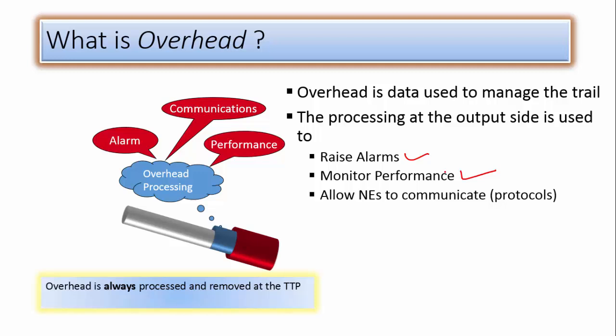And I should be able to allow communication between the network elements themselves when data is moved between network elements. So I need overhead for communication between the network elements. Please make a note of one thing very clearly: overhead is always processed and removed at TTP. If no TTP, no overhead. We don't add overhead anywhere else apart from TTP, and we process the overhead only at TTP.